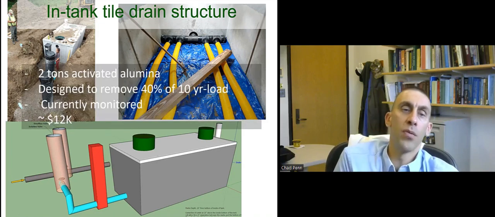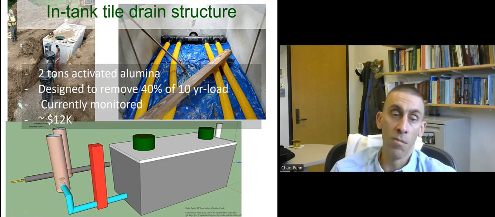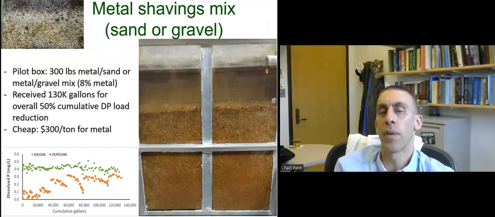This particular filter, we use 2 tons of activated alumina. Again, this was a manufactured media, so it doesn't take nearly as much media to treat a given load of phosphorus. And this was designed to remove 40% of the 10-year load. We're monitoring this one. It cost about $12,000. Again, more expensive, but treating surface runoff is a lot cheaper because it's at the surface. Those modified blind inlets are a lot cheaper, at around $3,000, $4,000. When you start building filters below the surface, it tends to be a little bit more expensive. But if you're going to put it in a tank, that tends to be a large cost.